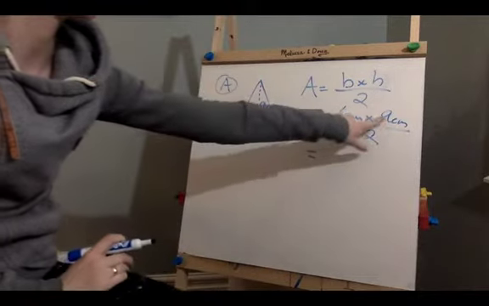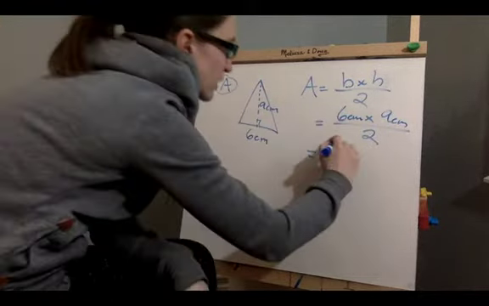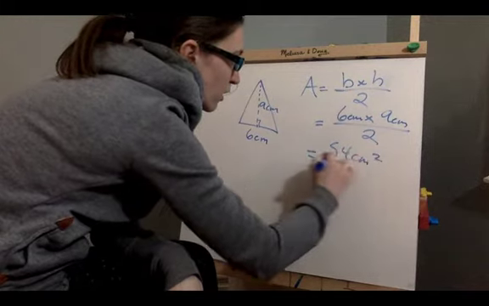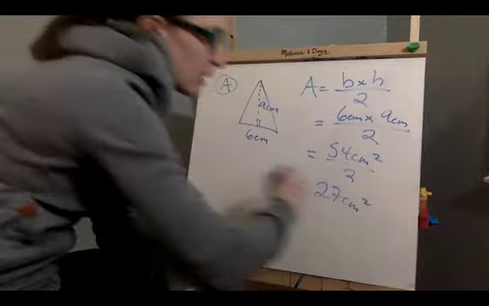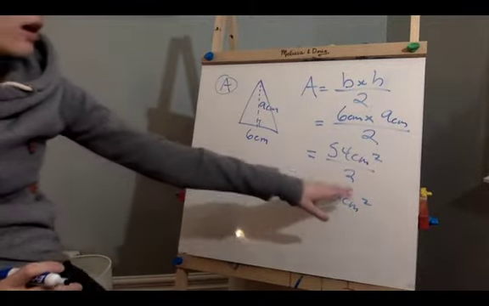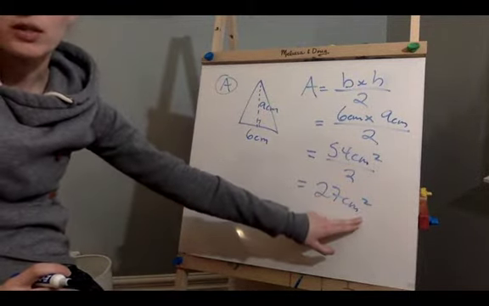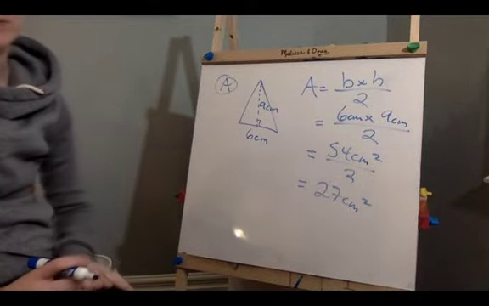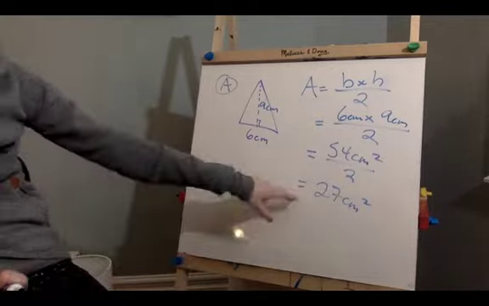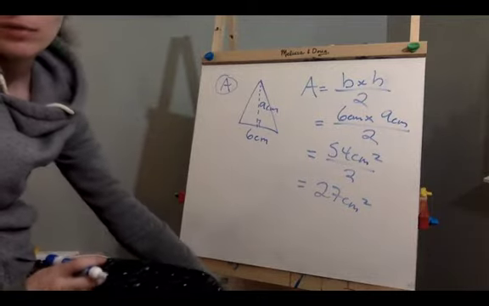So your 6 centimeters times your 9 centimeters is your 54 centimeters squared. And then when you divide that by 2, that's when you're going to get your 27 centimeters squared. Okay, dividing it by 2 does not affect the units here. It's still centimeters squared. You're not dividing by another centimeter. It's just cutting it exactly in half. Okay, so our answer for A here would have been 27 centimeters squared.